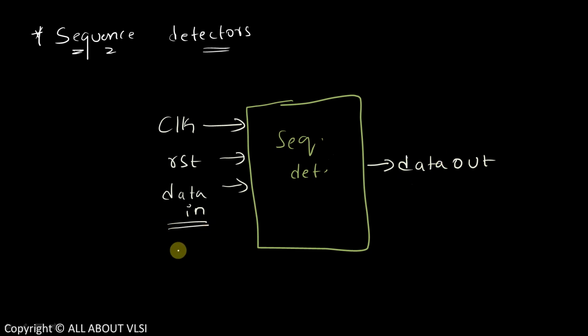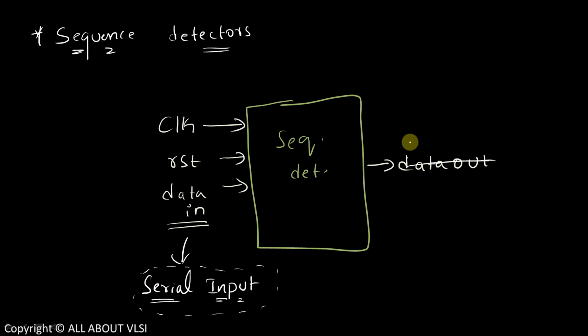This data in is a serial input. That is, for every clock edge you are going to provide this serial input, clock by clock. Now let's say this is not data out. Let's say it is detected.